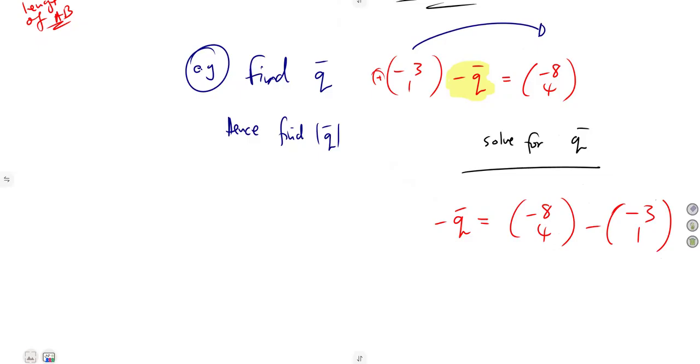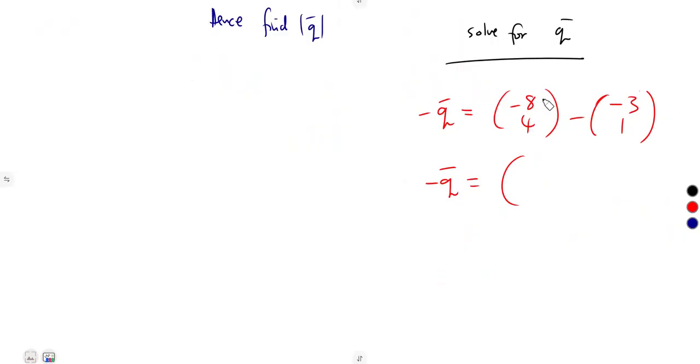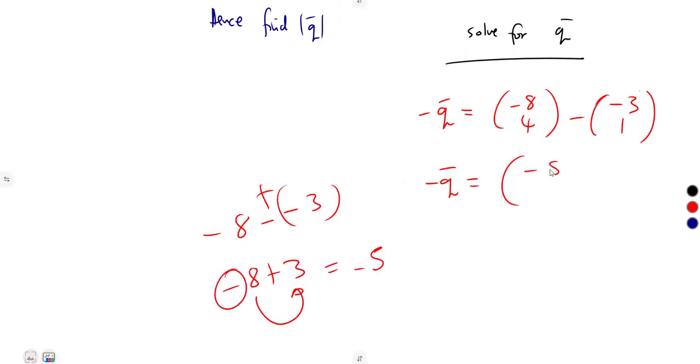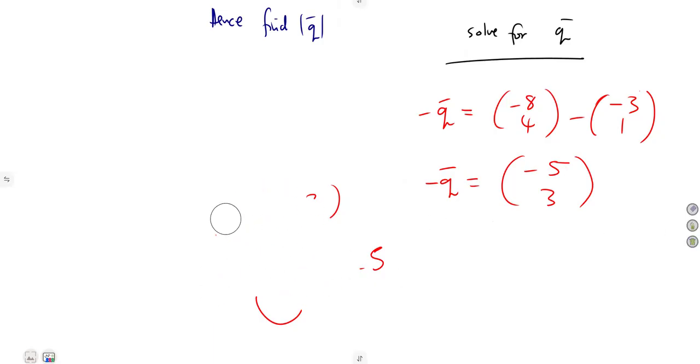So it follows that minus vector Q is equal to, let us simplify here, -8 minus -3. Remember, when you're subtracting vectors, we talked about this, -8 minus -3. So that's going to be positive, -8 plus 3. 3 minus 8, which is -5. Or simply 8 minus 3, that's a 5. Then you take the sign of the bigger number, -5. 4 minus 1, that's a 3. This here is not vector Q. It is minus vector Q. There is a negative outside.